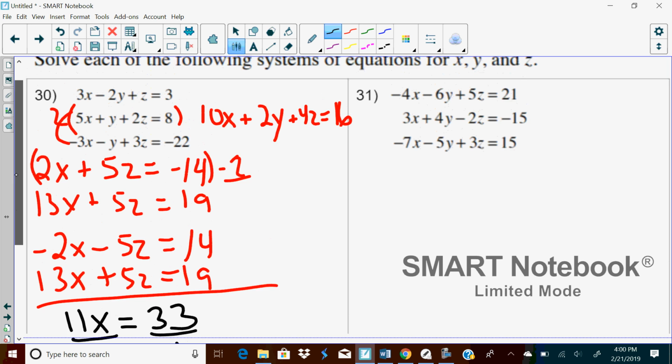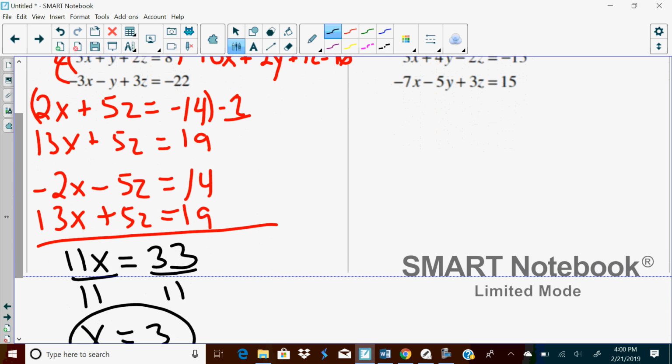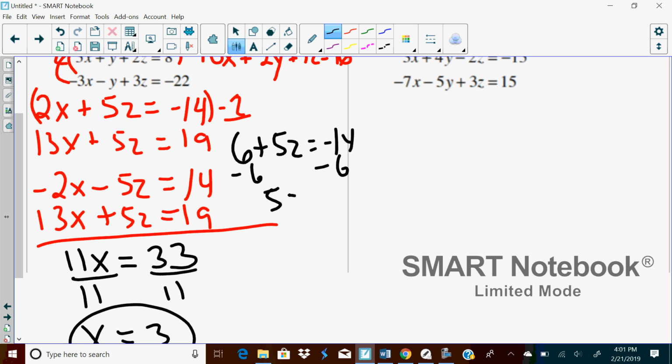So then I'm going to plug it back in to solve for z. So I'm going to plug it into the first one. So I get 6 plus 5z equals -14. Subtract 6. 5z is going to equal -20. So z is going to give me -4.